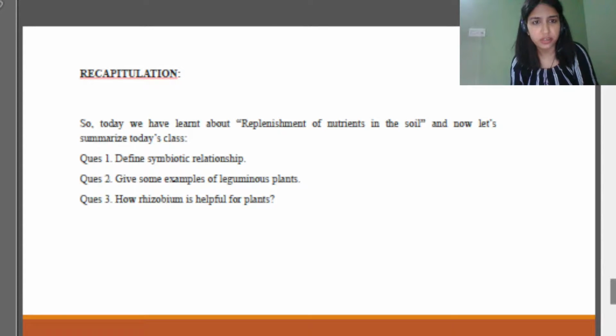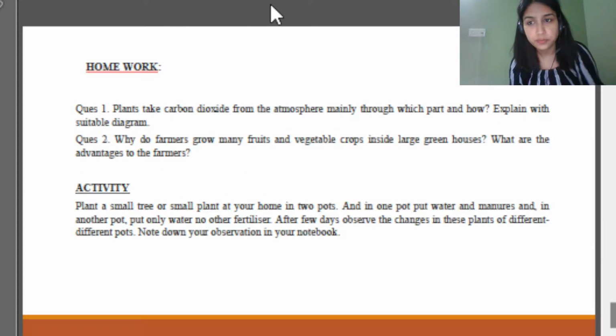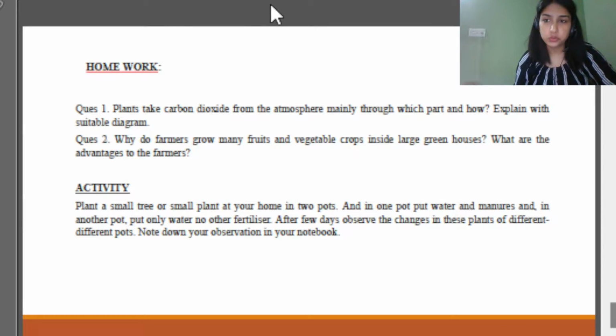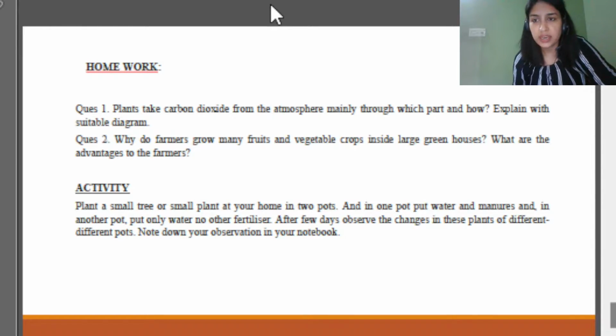So we'll be moving forward towards the homework that you'll have to do. The first question is: plants take carbon dioxide from the atmosphere mainly through which part and how? Try to find that out and explain with a suitable diagram. The second question is: why do farmers grow many fruit and vegetable crops inside large greenhouses? What are the advantages to the farmers of growing their vegetables and crops inside large greenhouses?